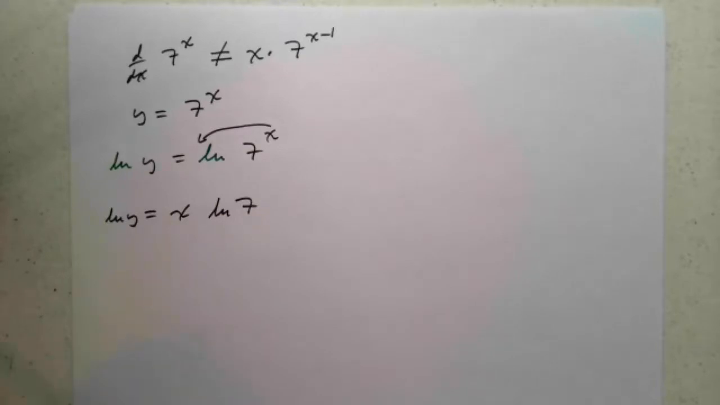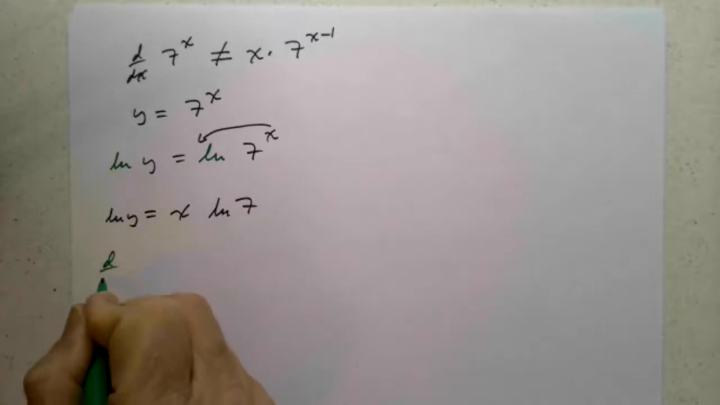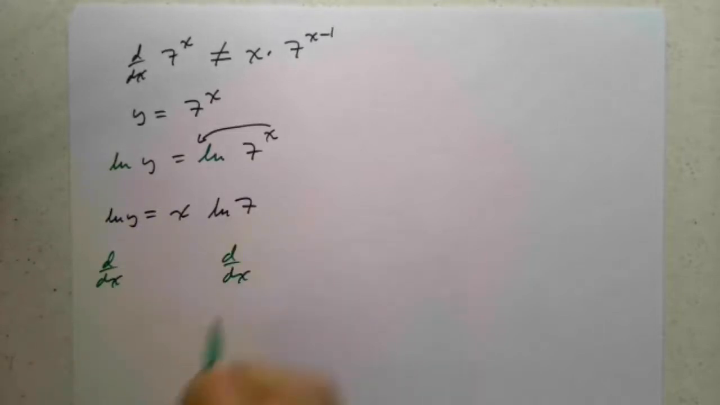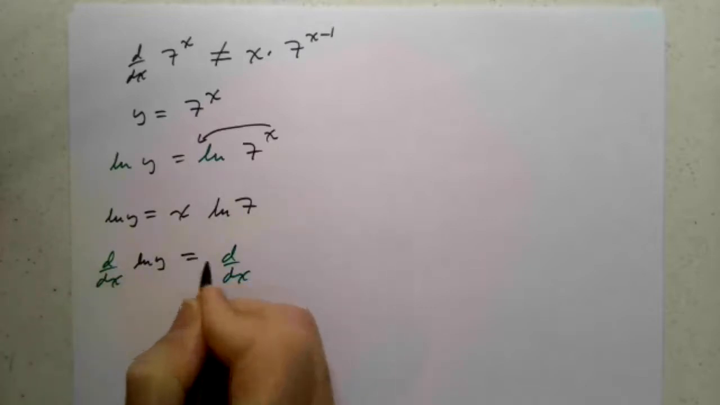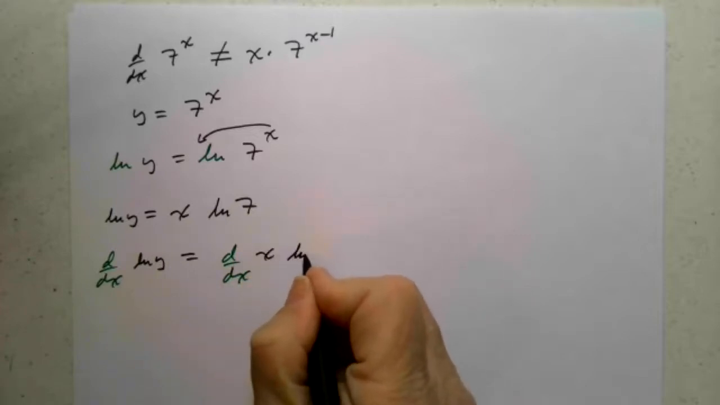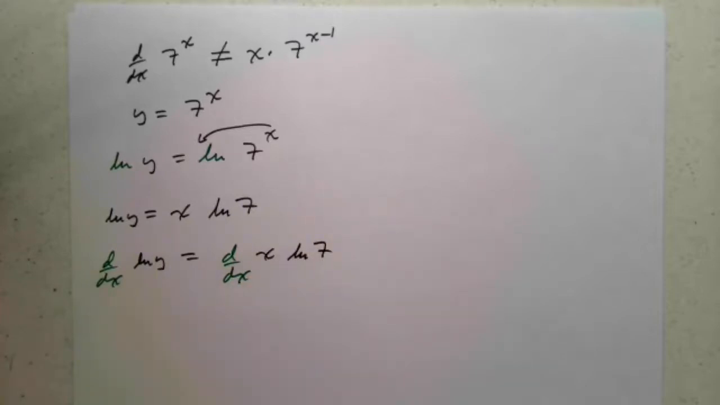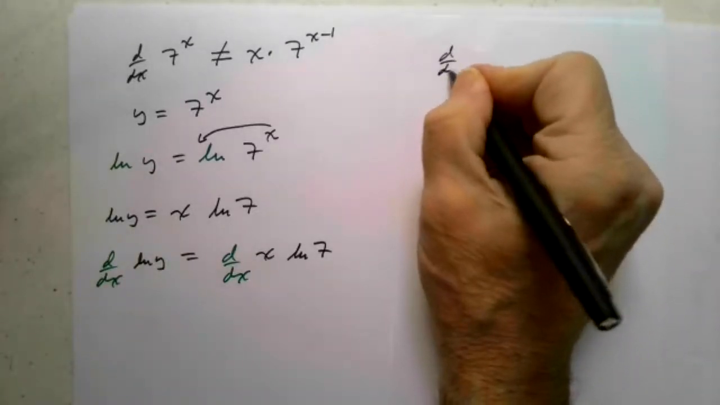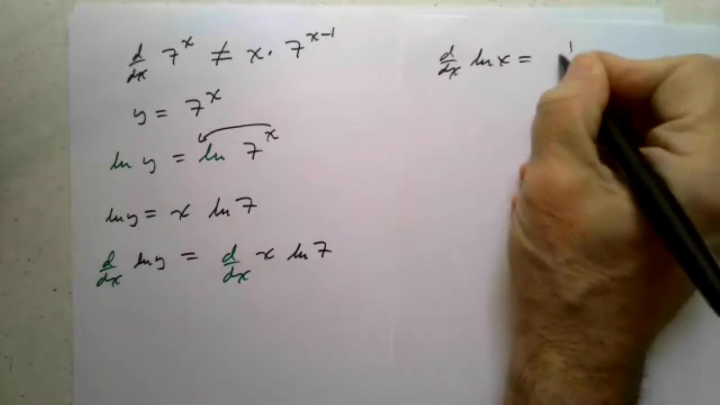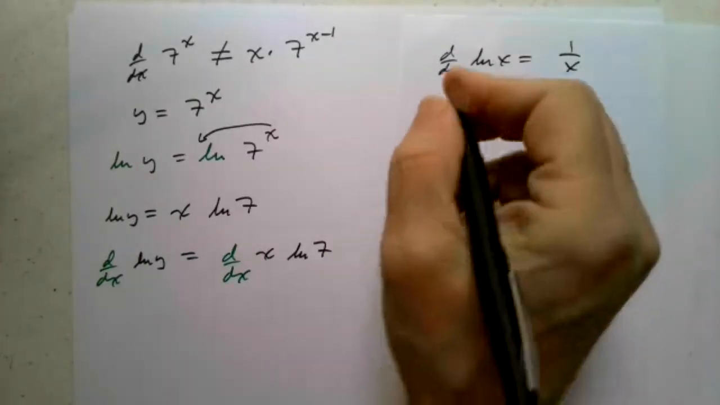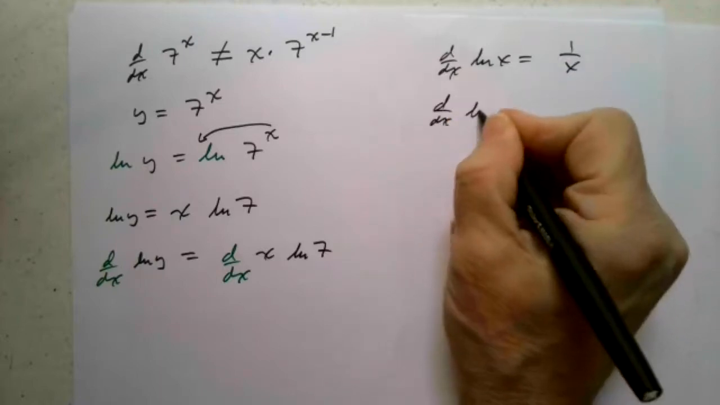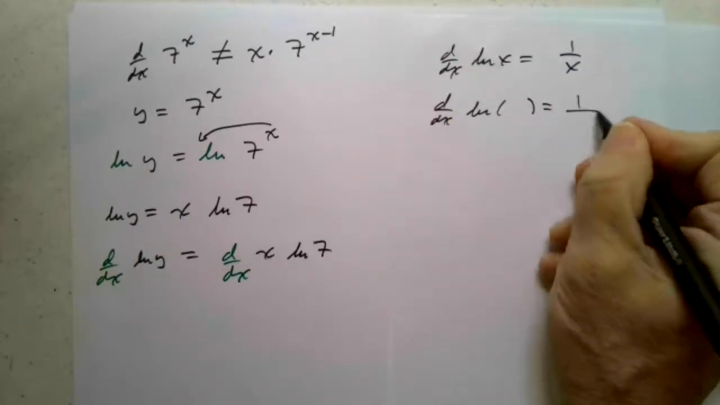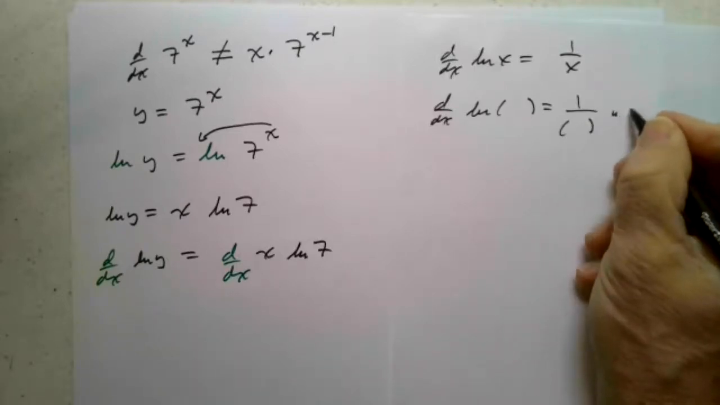At this point, we're going to take the derivative with respect to x of both sides. The derivative with respect to x of the left side. The derivative with respect to x of the right side. The derivative with respect to x of natural log y equals the derivative with respect to x of x times natural log 7. So what do we get? What is the derivative of log of something? Let's remind ourselves of the basic ideas, right? The derivative with respect to x of natural log x is 1 over x. So the derivative with respect to x of natural log something is 1 over the something times the derivative of the something.